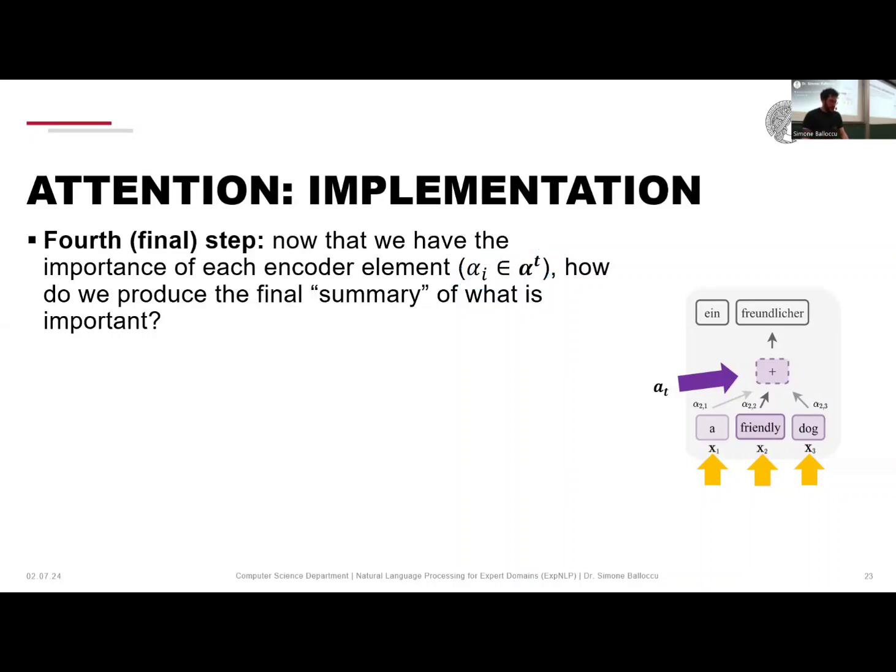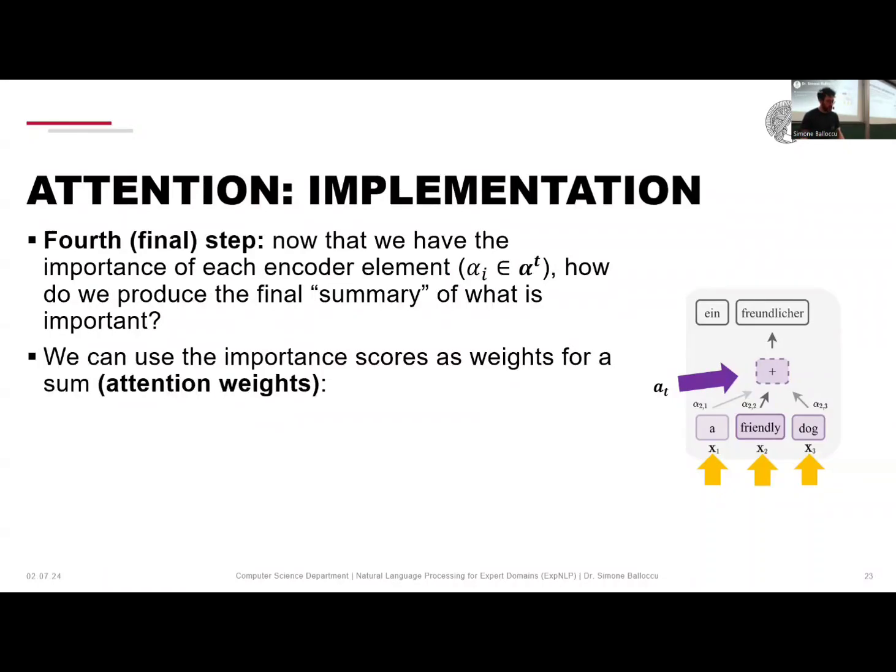So how do we produce the final summary of what is important? Well, you may argue that now we have a weight for each encoder state. So why don't we do a weighted sum? And these are called the attention weights. So you're going to have the final update, a_t, attention over t, as the weighted sum of the importance of each encoder state to the actual state. So basically you're weighting each encoder state by importance, based on the attention you think you should pay to it.